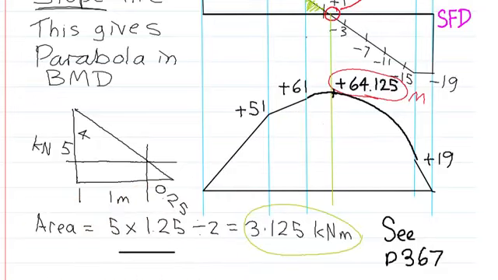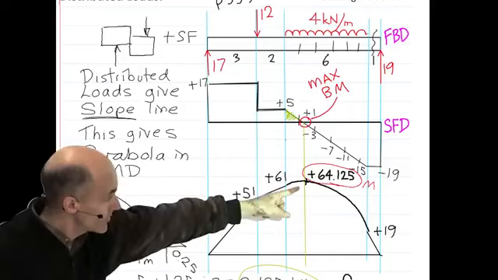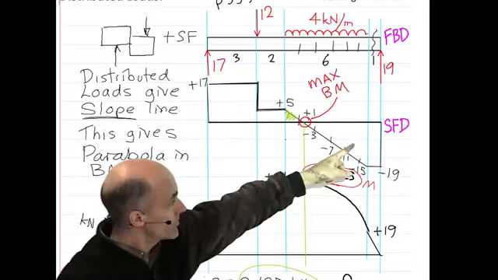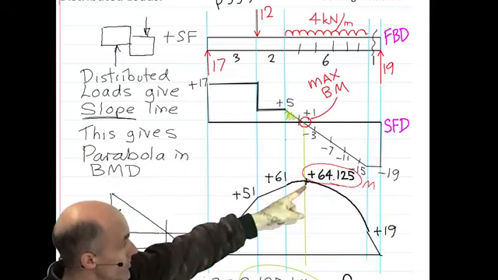That's my answer. The bending moment is the area in the shear force diagram that's positive. Or I could have done it the other way. I could have worked out the area in here, because they need to balance. And I would have got 64.125.